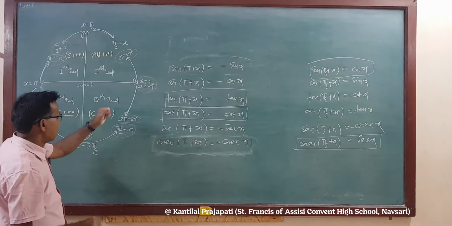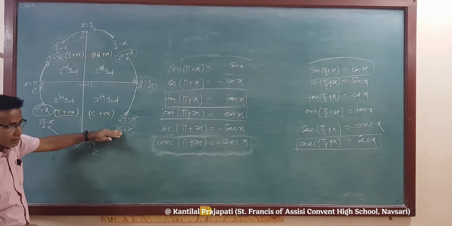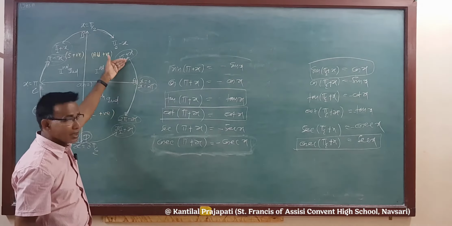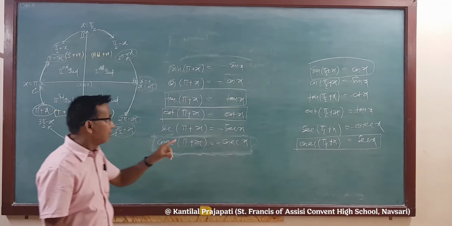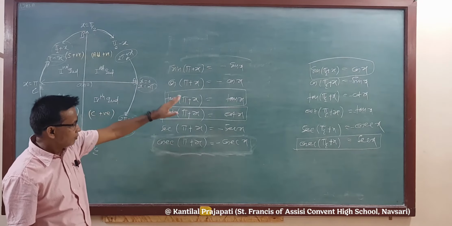In this way, you can derive the formulas for 3 pi by 2 minus x, 3 pi by 2 plus x, 2 pi minus x, 2 pi plus x, etc. You can derive all these formulas in this way. Remember, at pi by 2 the function will be changed, right? The change will be what? Sin to cos, cos to sin, tan to cot, cot to tan, sec to cosec, and cosec to sec. And at pi, the function remains the same. But the sign will be changed. The sign always depends on the quadrant of the given angle.